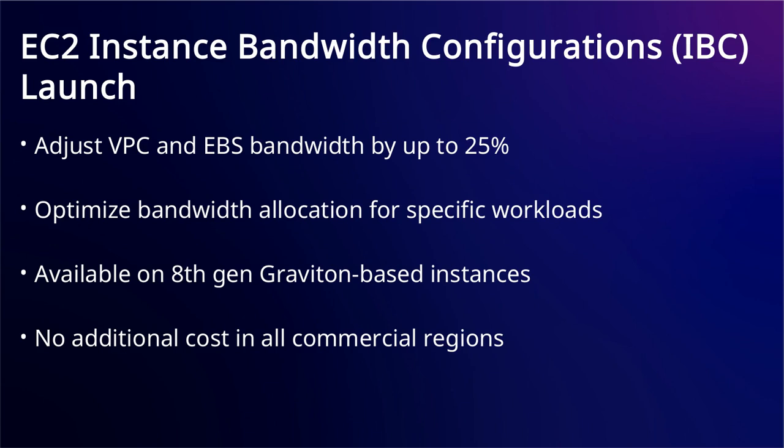This enables you to optimize bandwidth allocation for specific workloads like data replication, S3 data transfer, or EBS backups. IBC is available on 8th generation Graviton-based instances, C8G, M8G, R8G, X8G, in all commercial regions at no extra cost. While it doesn't increase burst bandwidth, packets per second, or IOPS, IBC provides greater control over your EC2 instance resources to better match your application requirements.